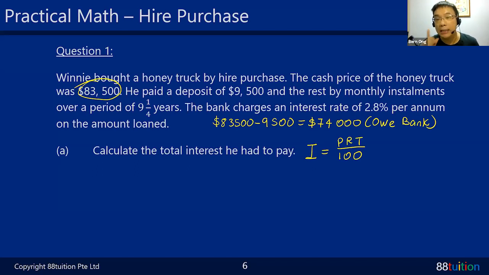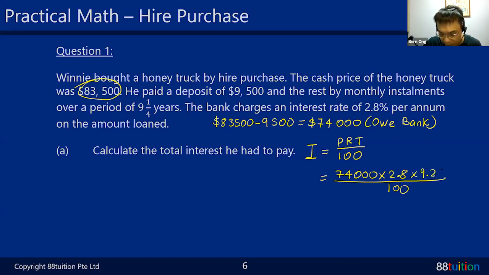Again, the bank is a business, right? It's not going to lend you money for free, so it's going to charge you an interest. The principal amount is 74,000. The interest rate is 2.8%, meaning 2.8 over 100. And the time is 9.25 years. Remember, for time in simple interest, it must be in years. I told you this last lesson. So you press everything in your calculator: 74,000 times 2.8 times 9.25, divide by 100. And the interest alone is $19,166.